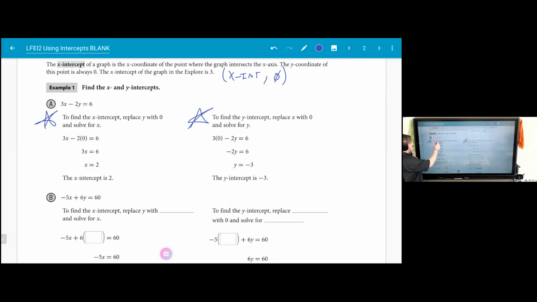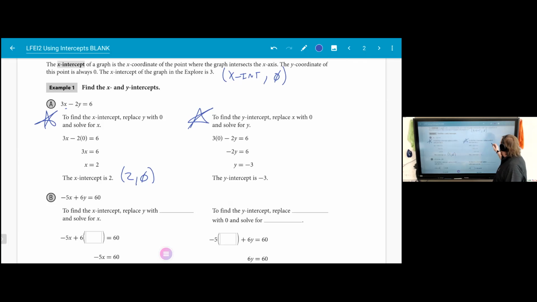We literally plug 0 in for y. 3x minus, well, that's 0. I just get 3x equals 6. Divide both sides by 3, and x is 2. The x-intercept is 2. The coordinate point would be (2, 0). If I'm trying to find the y-intercept, you put 0 in for x and then solve for y. Well, 3 times 0, because remember, that's where x was, is 0. I've got negative 2y equals 6. Divide both sides by negative 2, and y equals negative 3.